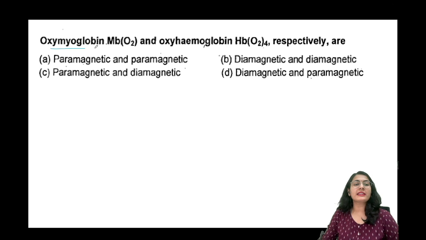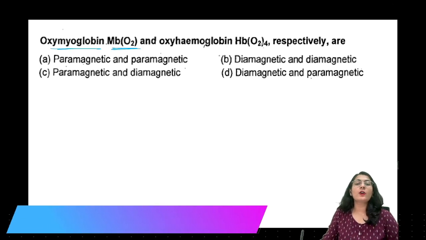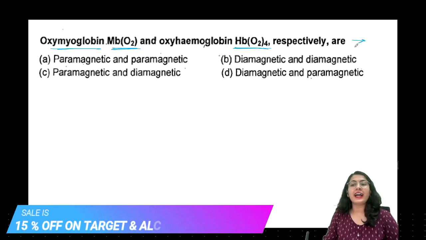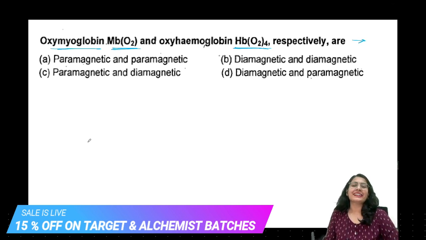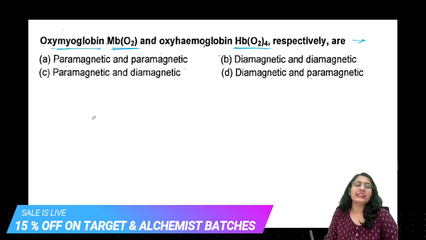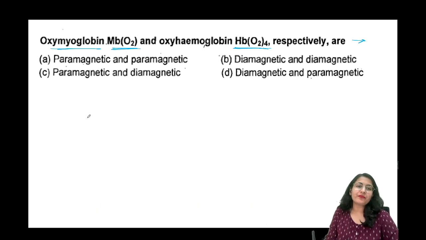Last question: oxymyoglobin, MbO2, and oxyhemoglobin, respectively, are what? What is the magnetic property? Yes, very interesting. In the oxy form, it's the same thing. Iron is in the +3 oxidation state having O2 minus superoxide. So there is one unpaired electron on the iron and one unpaired electron on the oxygen. They are going to be antiferromagnetically coupled. So diamagnetic and diamagnetic. Both of them are diamagnetic in the oxy form.